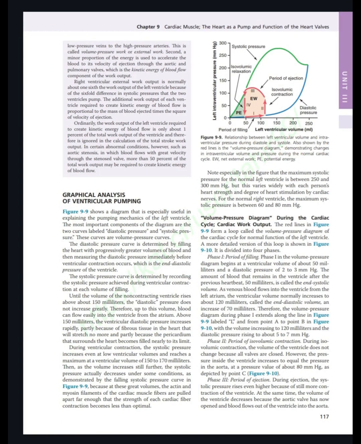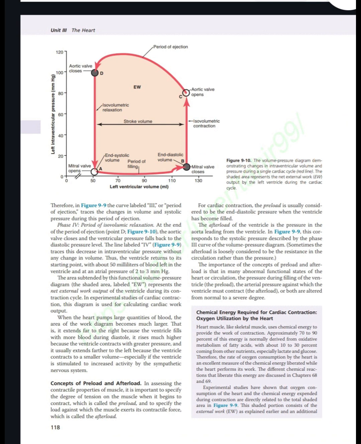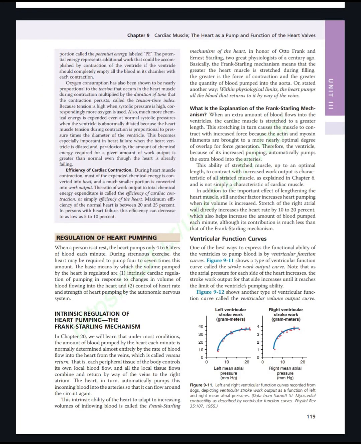No need to highlight anything from the graphical analysis of the ventricular pumping. Then come to page 119 and see the heading regulation of heart pumping. Highlight: when a person is at rest, the heart pumps only 4 to 6 liters of blood each minute. During strenuous exercise, the heart may be required to pump 4 to 7 times this amount.